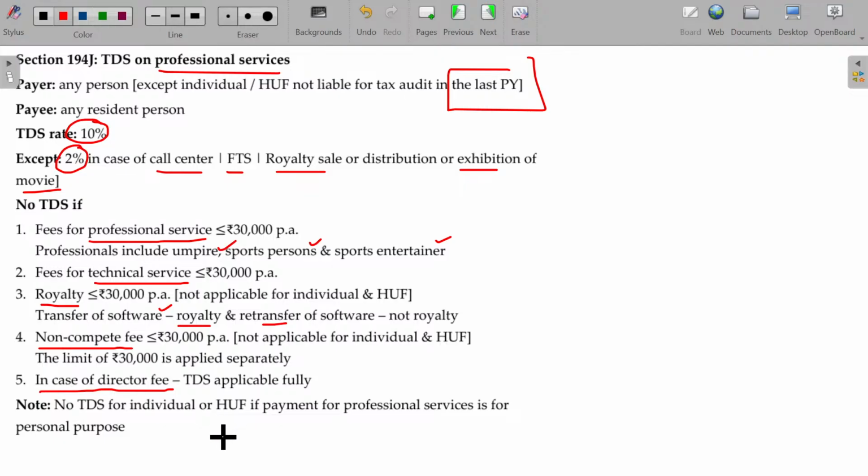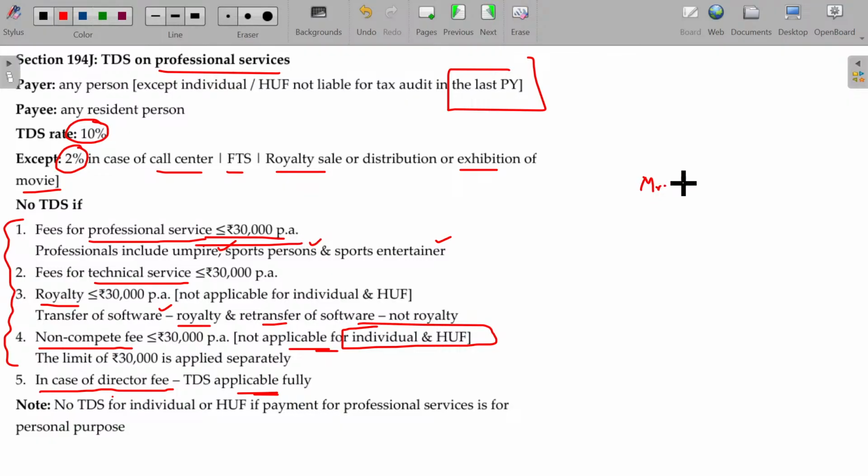Non-compete fee: if I allow you to stop your actions or stop your business for consideration, then it's called non-compete fee. We might have studied that in the PGBP chapter. If I am paying the non-compete fee, that will also fall under TDS, meaning professional services. This is not applicable for individual and HUF. And in case of director fee, TDS is applicable fully. In all the four categories, if the limit is less than or equal to 30,000, nothing is taxable.